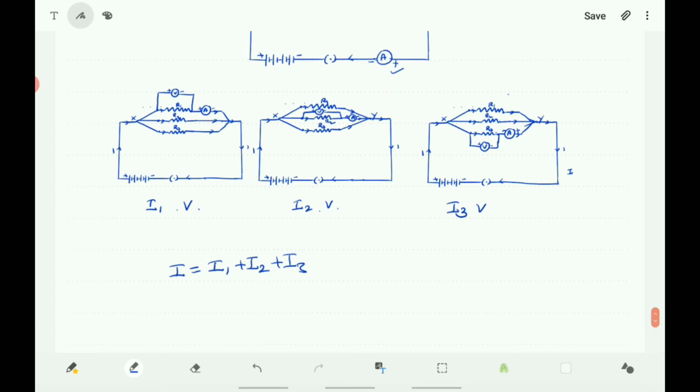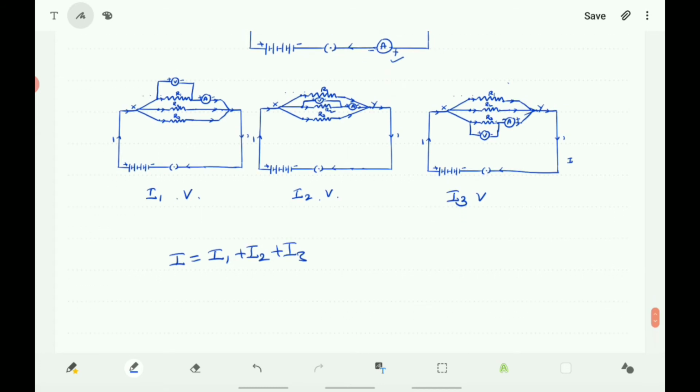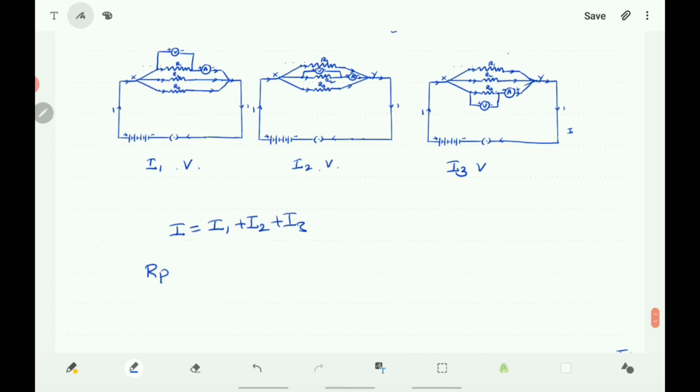And now let us discuss the resistance. Let Rp be the equivalent resistance of the parallel combination of resistors. R1 is the resistor of the first one, R2 is the resistor of the second one, R3 is the resistor of the third one. And here you apply Ohm's law.